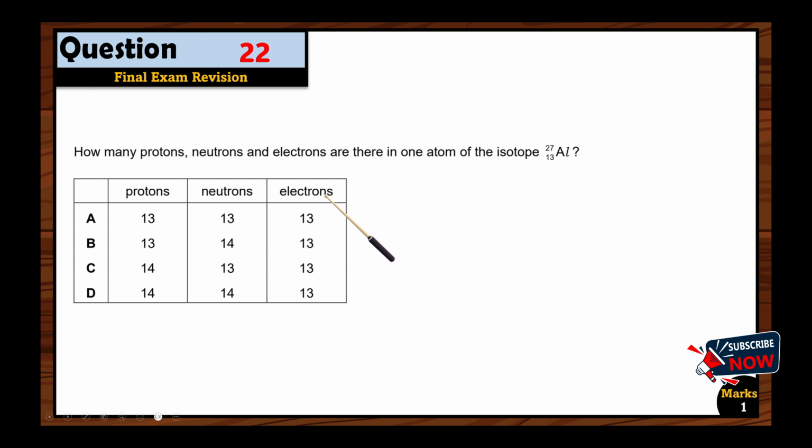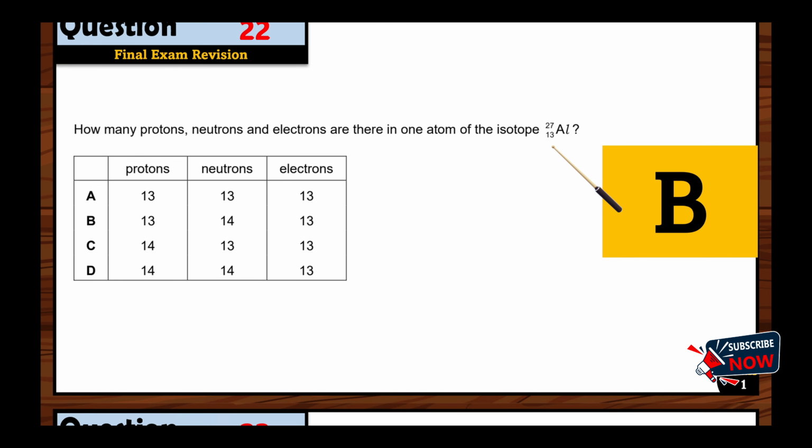Now let's see for the electrons. Electron number is always equal to proton number, so it's also the same in both A and B. Now we are only left with the neutron. So 27 is the atomic mass, and atomic mass is equal to proton plus neutron. So 27 minus 13 will be 14. So option B is correct. We have a total of 14 neutrons in aluminium and 13 electrons and 13 protons. So option B is correct.